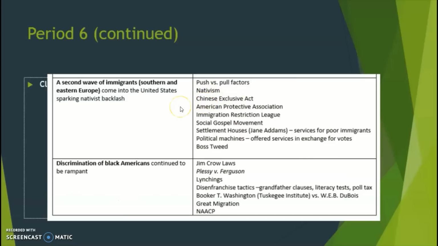We're going to see in particular the Chinese Exclusion Act, which is going to essentially try to eliminate all Chinese immigration to the United States. We will also see the American Protective Association, the Immigration Restriction League. These are two examples of nativist leagues that are going to come out against immigration.